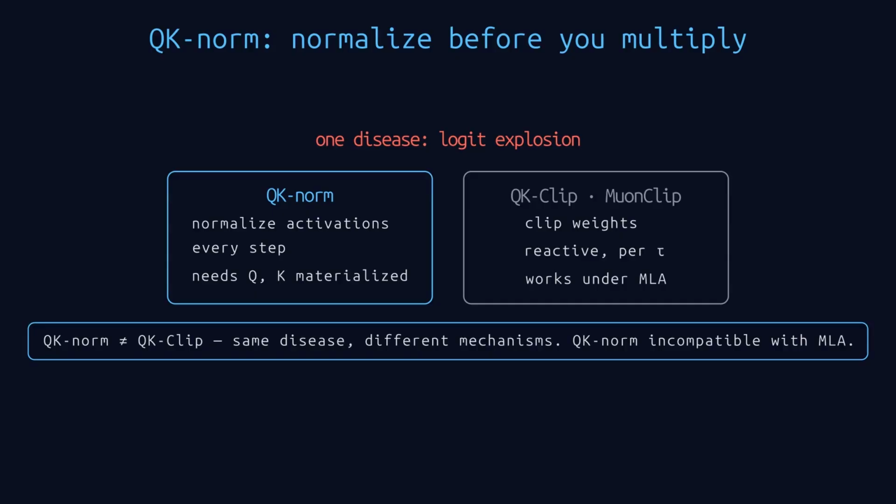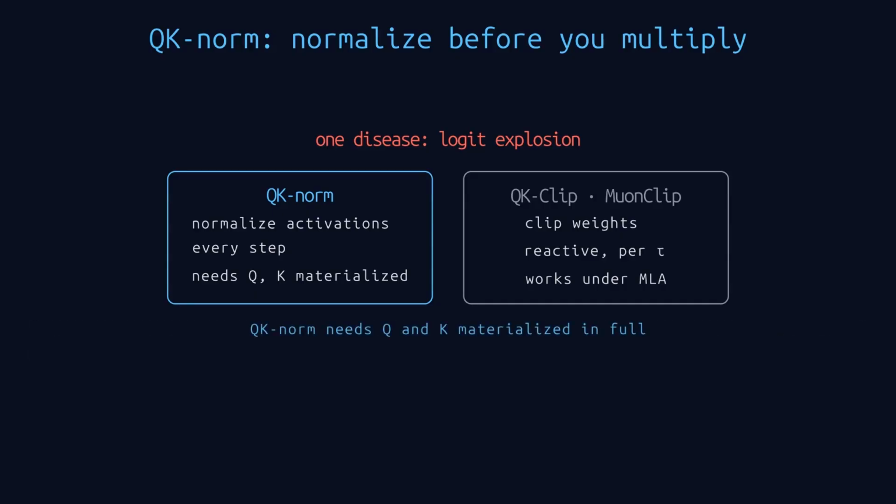There's also a reason you can't always reach for QK-norm. It needs the full query and key vectors materialized to normalize them. But multi-head latent attention, the attention DeepSeek uses, deliberately avoids materializing them to save memory. So MLA models can't drop in QK-norm, and that's part of why clip-style fixes exist at all.